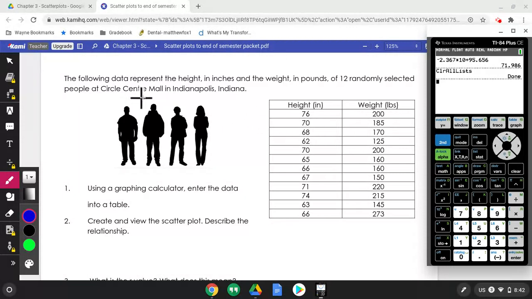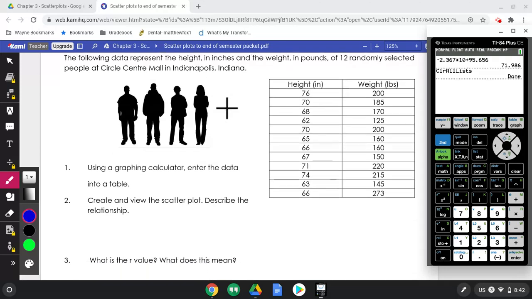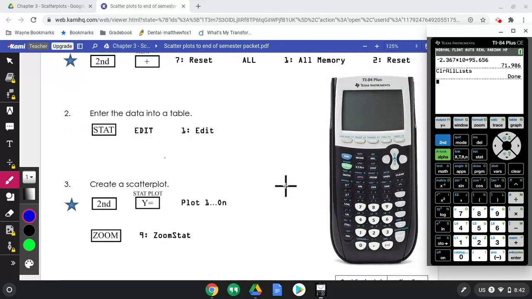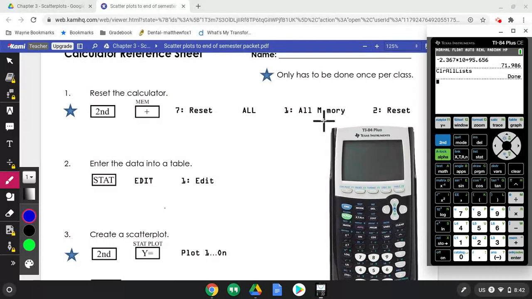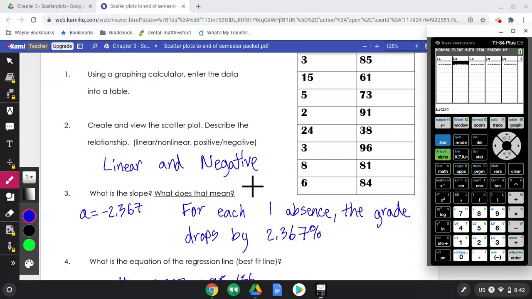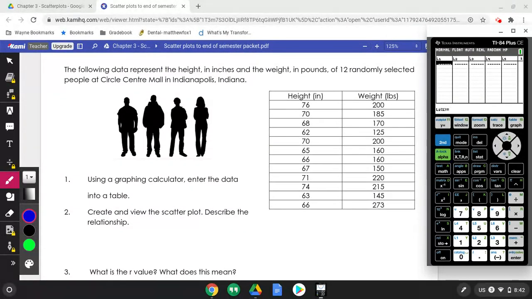So the following data represents the height in inches and the weight in pounds of 12 randomly selected people at Circle Center Mall in Indianapolis, Indiana. So we're going to do one more of these together. Once again, it says use a graphing calculator, enter the data into a table. So if we go up here, step 1 was the start. We already did that. My calculator stayed open. I don't need to do it again. So step 2, enter the data into the table. So I go to stat, edit. Here's my blank lists, and I can go ahead and just find it and fill it in. So 76, 70, 68. We just type all of this in, being careful to make sure we do it correctly.